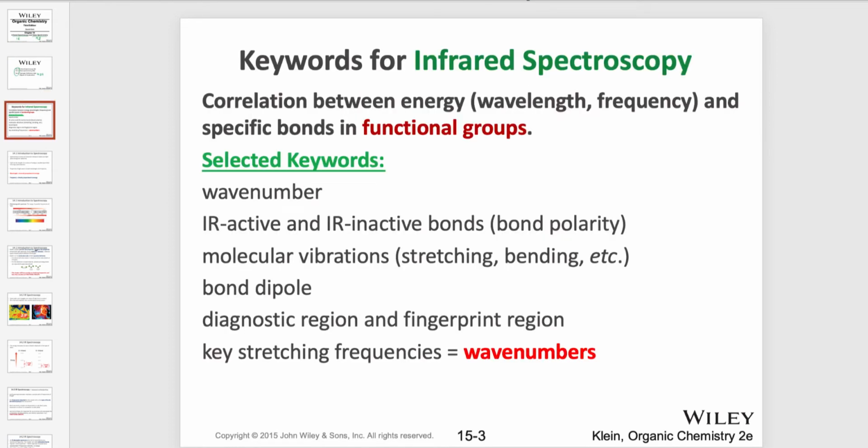Here I have a few keywords for you summarized for infrared spectroscopy. So you need to understand the correlation between the energy. Energy can be measured as wavelength and frequency, and specific bonds and functional groups. So this is really about functional group identification. I often also abbreviate functional groups as FG.